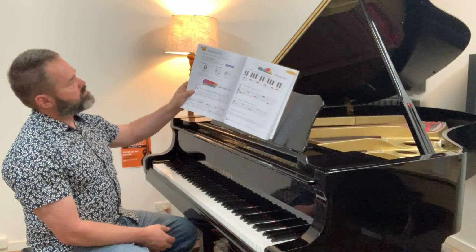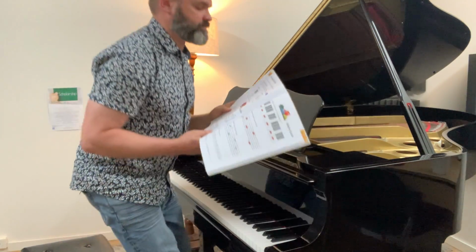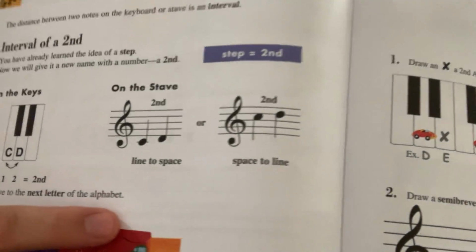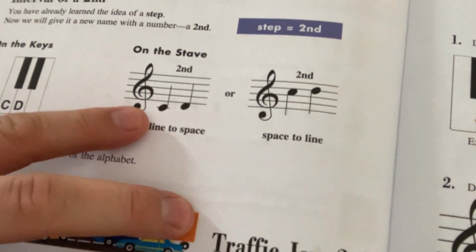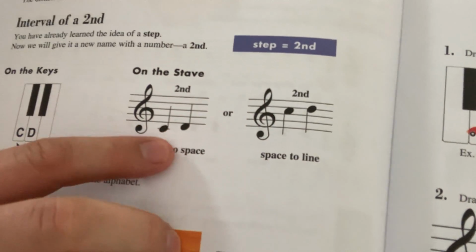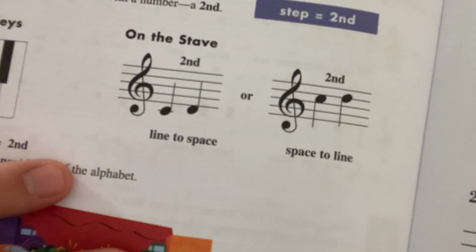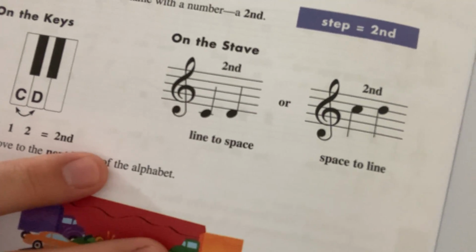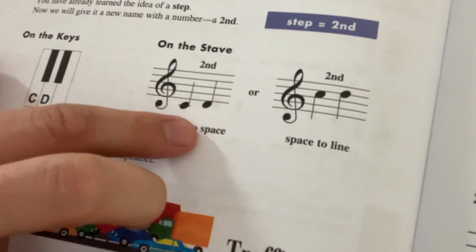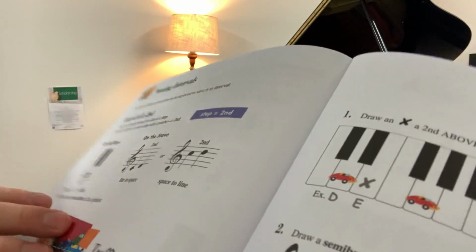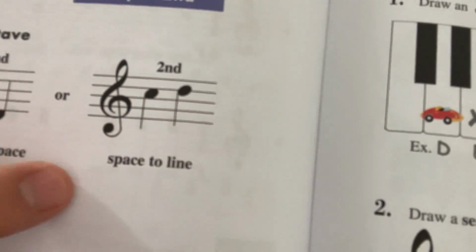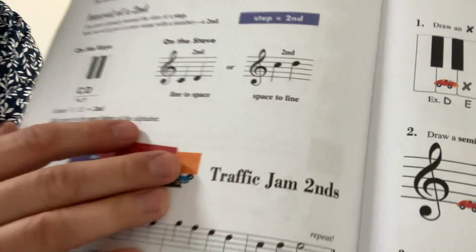Now this is looking at notes on the staff. If you see a line to a space, that is always a second. We used to call them steps too, if you've been following early versions in this book. So a step or a second is always line to space, or it can also be a space to line. So space to line, line to space is also a second.